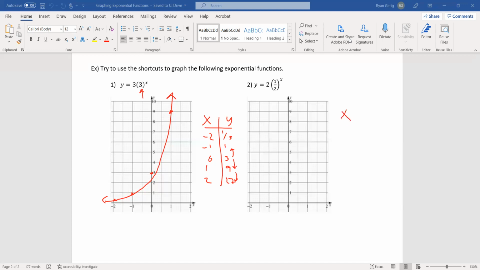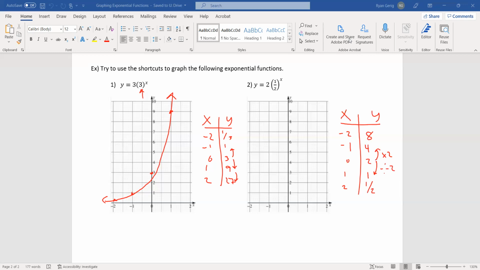Let's make our table. Negative 2, negative 1, 0, 1, and 2. 0 is where I always start. It's the a value, so that's 2. As I move down the chart, I'm going to multiply by 1/2. Multiplying by 1/2 is the same as dividing by 2. 2 divided by 2 is 1. 1 divided by 2 is 1/2. I go the opposite way, and I do the opposite operation. So dividing by 2 as I went down, I'm going to multiply by 2 as I go up. 2 times 2 is 4. 4 times 2 is 8.